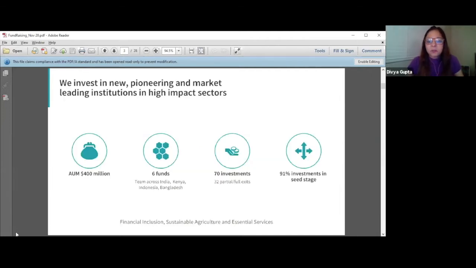So Darren and I are part of Avishkar Capital. We are co-hosting the session here. Avishkar Capital is one of the oldest impact funds, with interest in Africa and Asia. We are about $400 million AUM strong. We have been there for a while. We are on our sixth fund right now. We've made about 70 investments and around 32 exits, and most of our investments so far have been in seed stage.